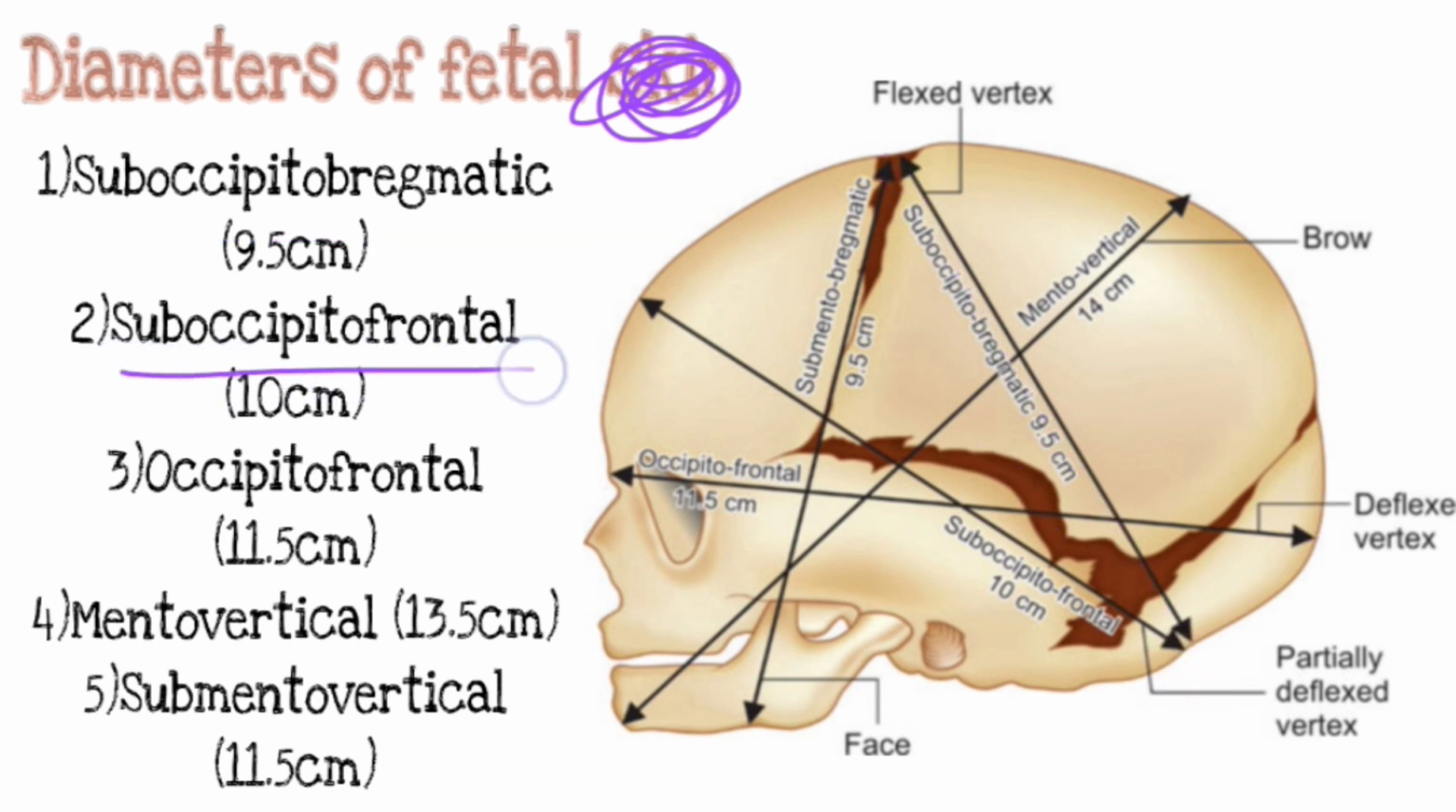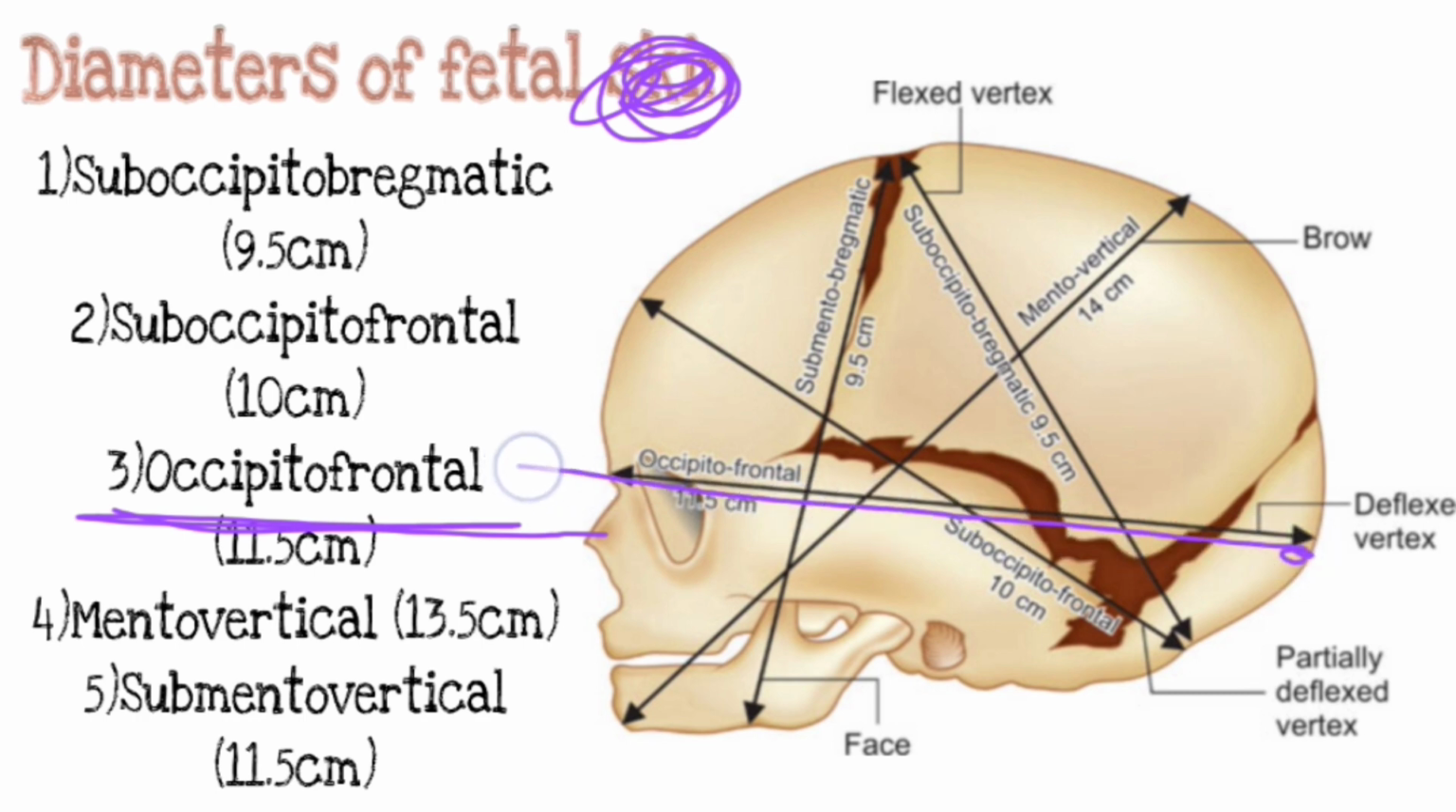And next, suboccipitofrontal. This is suboccipito and this is frontal bone. This one is known as suboccipitofrontal and its diameter is around 10 centimeters. Next, occipitofrontal. This is occipital and from here to frontal, and it's around 11.5 centimeters.